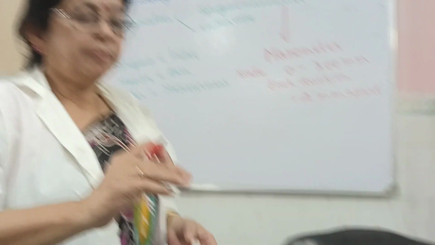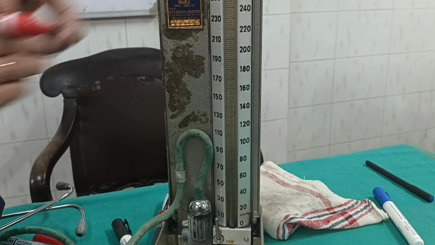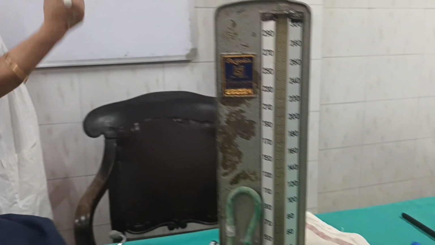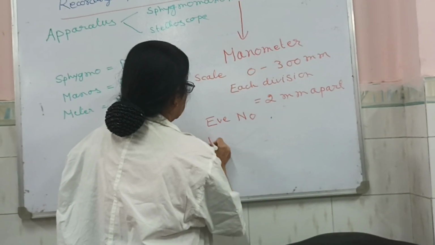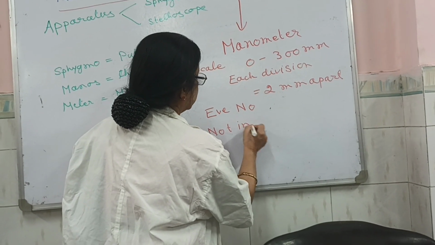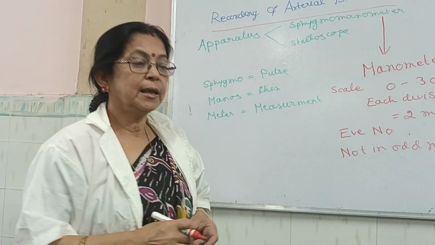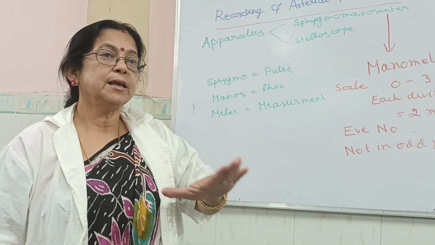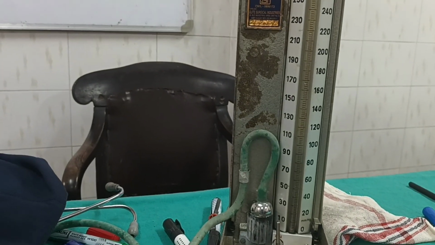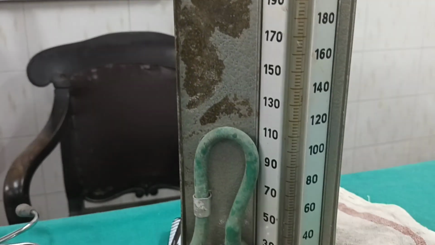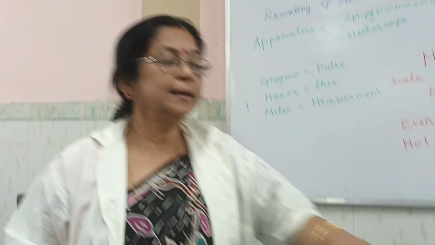The lower limb of the mercury will be against the graduation. So always mention the result in even number, not in odd number, because the graduations are 2 millimeter apart. If you mention an odd number, the examiner will know that you haven't seen the graduated scale.